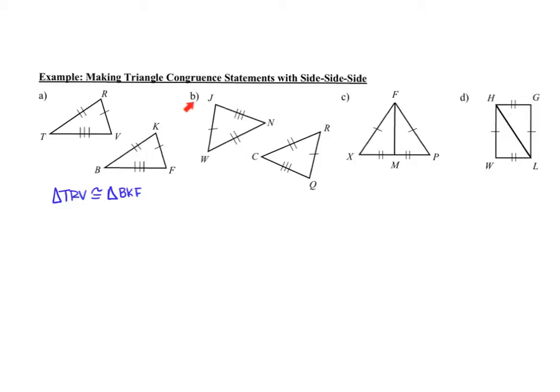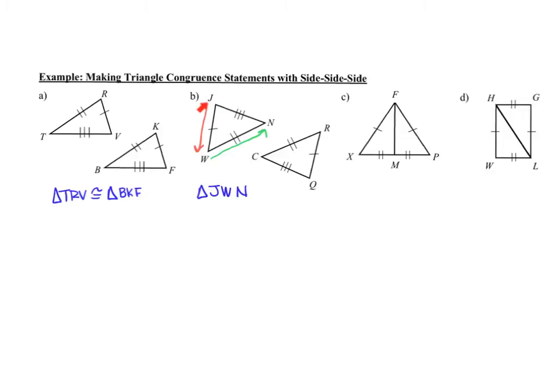Let's take a look at letter B. We have two triangles, and one looks like it's a little bit rotated, so getting the order of the vertices is definitely going to matter here. So let's label the first triangle as triangle JWN. So I'm starting at J and going towards W, and then going from W to N.